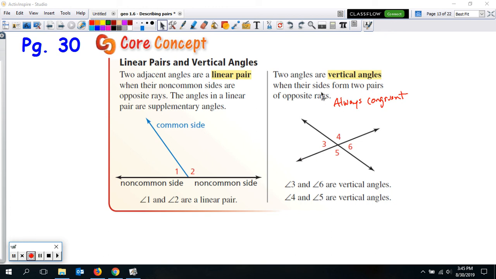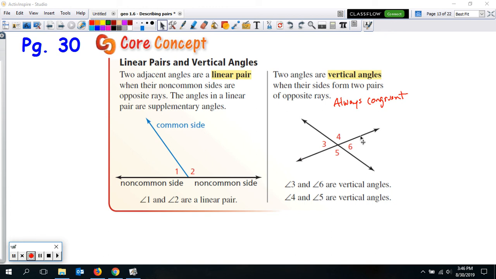The vertical angles are the ones that they were calling opposite angles. So that's basically like 3 and 6. Those are going to be equal or congruent. We can call them congruent or equal. Their measures are going to be equal. 4 and 5 are opposite of each other, and so they're vertical angles, and so they're going to be always congruent. It says two angles are vertical angles when their sides form two pairs of opposite rays.